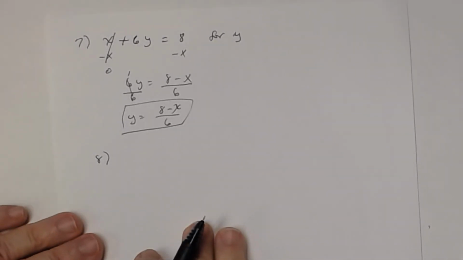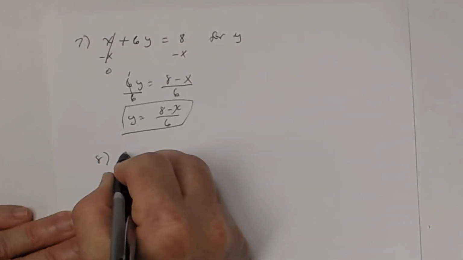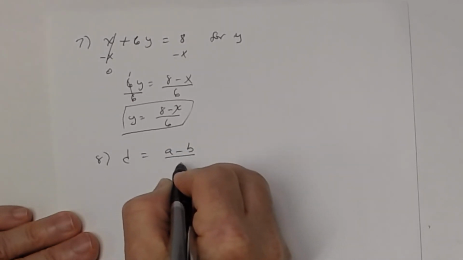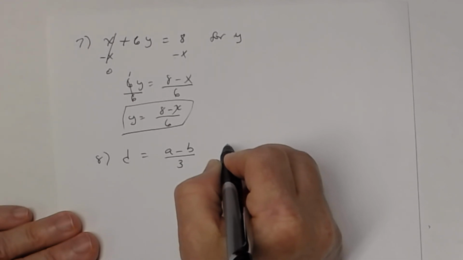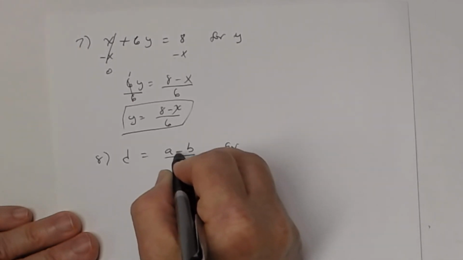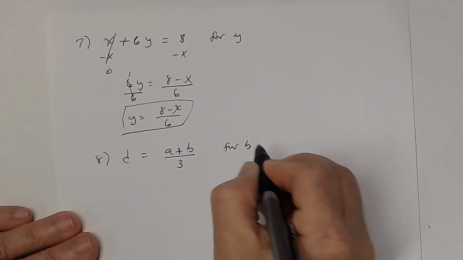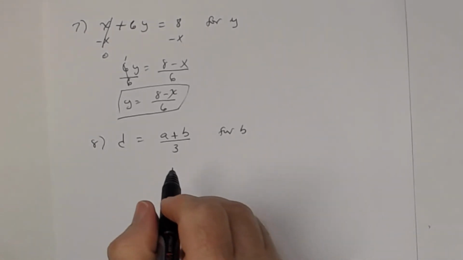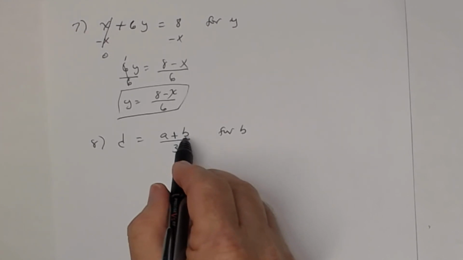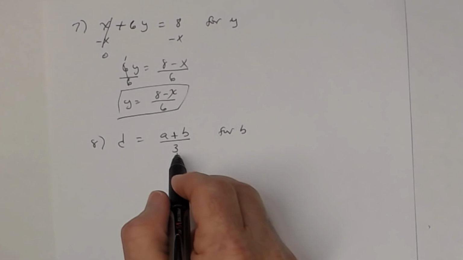Number 8, let's do one more. Let's look at number 8. So in number 8, we have d equals a plus b divided by 3, and you want to solve for b, okay? All right, so notice that I have b located here, so I want to get this by itself, but I'm adding a, right? And then I'm dividing all of this by 3.